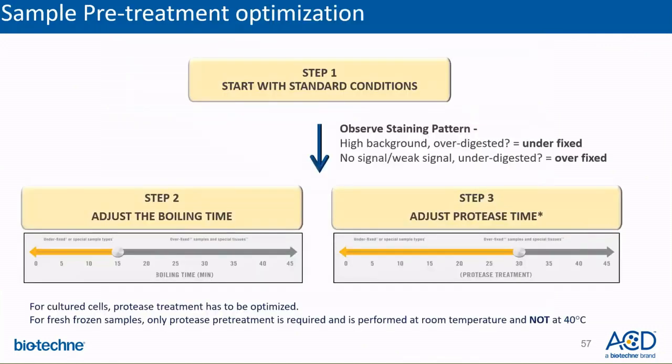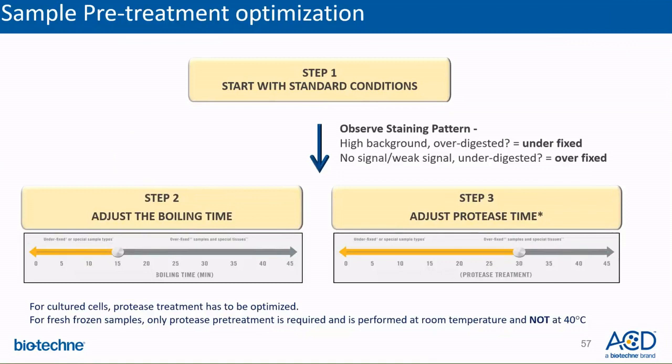Sample pretreatment is a very critical step for the success of RNAscope. When running the RNAscope assay on your samples, like I mentioned earlier, always begin with the recommended conditions for your sample type. Observe the signal intensity and background with control probes. Also, check the tissue morphology.